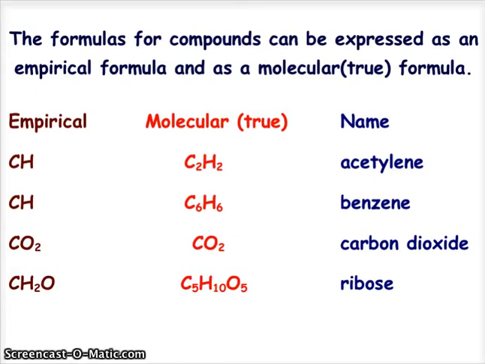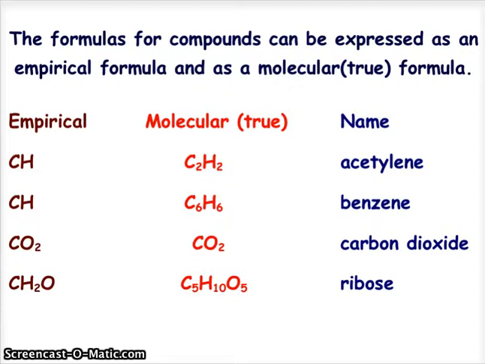So the formulas for compounds can be expressed as an empirical formula and as a molecular formula, which is also known as the true formula. So the molecular formula is the actual formula we use. So C2H2 would be for acetylene, but the empirical formula is the reduced ratio of that molecular formula. So C2H2, its empirical formula would be CH, 1C to 1H. Likewise, C6H6, which is benzene, would be CH as well because it's a 1-to-1 ratio of carbon to hydrogen.